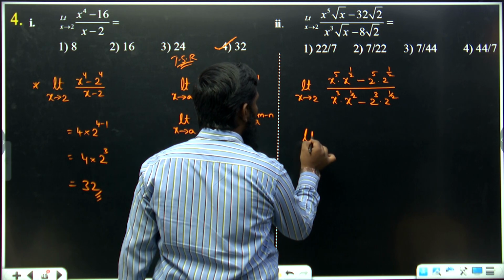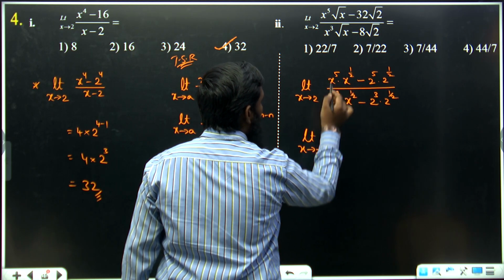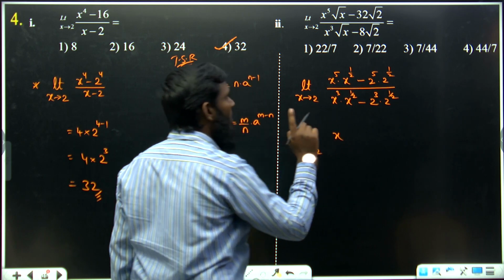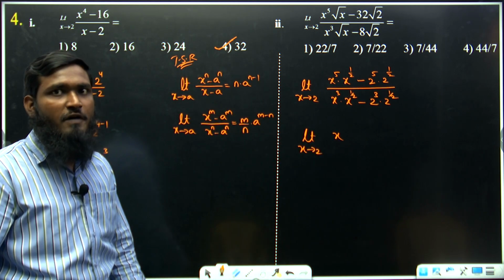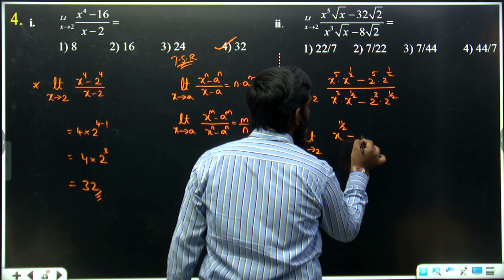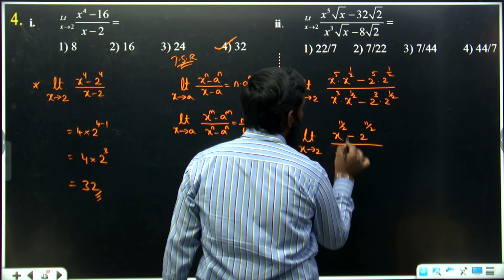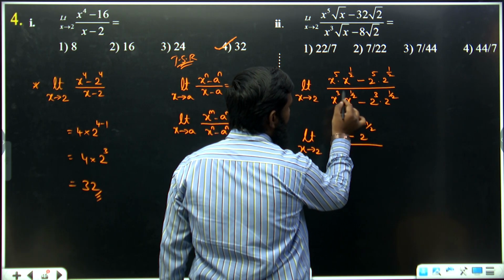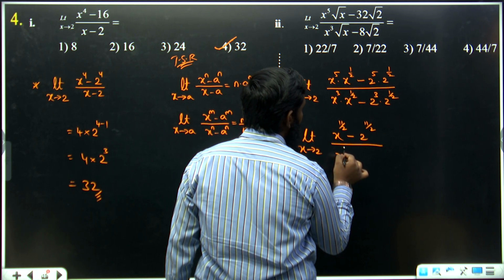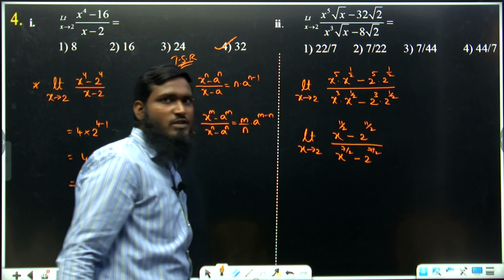So next step, limit x tends to 2, bases are the same in multiplication, so powers should be added. So x^(5 + 1/2), 5 plus 1 by 2 means how much? 11 by 2. So x^(11/2) minus 2^(11/2), divided by x, bases are the same in multiplication, powers should be added, 3 plus 1 by 2 means 7 by 2, minus 2^(7/2). Okay, now this part we are getting.